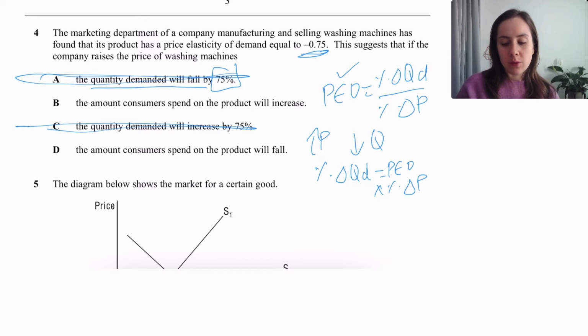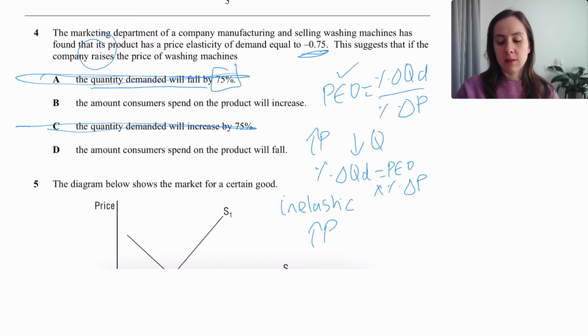So the next one we're being asked if the expenditure will increase or decrease. We have an inelastic product, and this inelastic product is going to be increased in price. So we expect the expenditure on that good to increase because it's inelastic, so the quantity sold will be very similar, but you've increased the price a lot. So B is the answer.